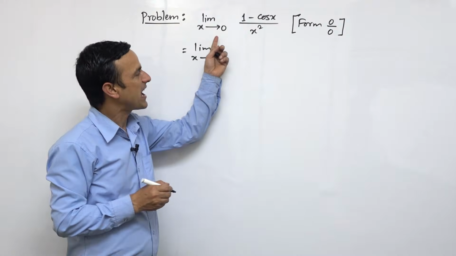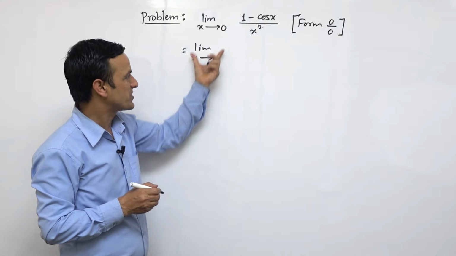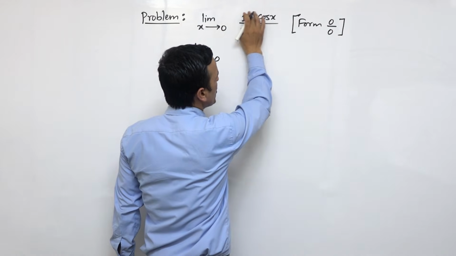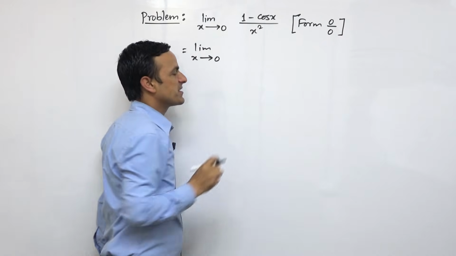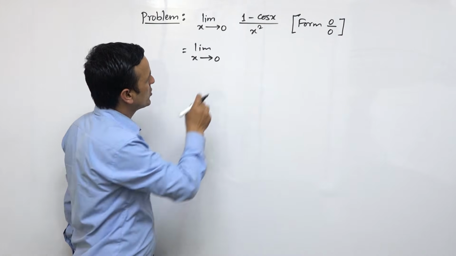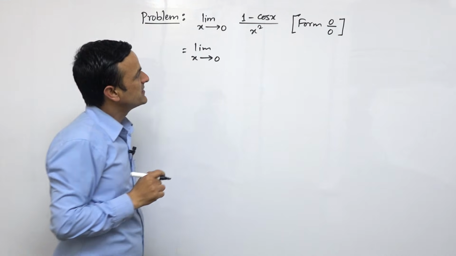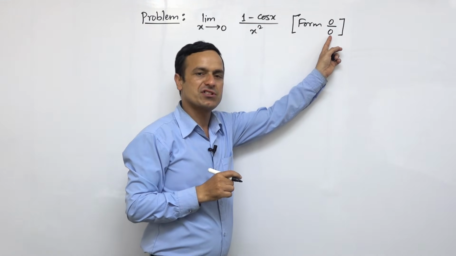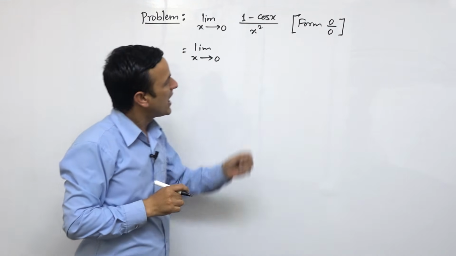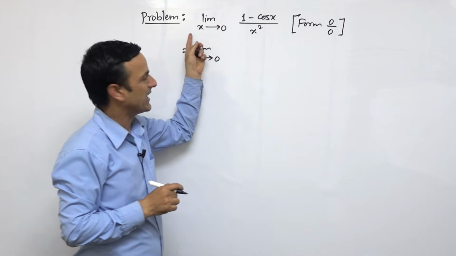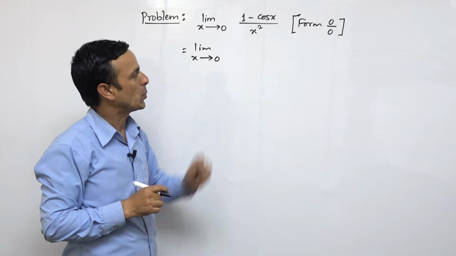Okay, today we have this question: limit x tends to 0, (1 minus cos x) divided by x square. This is of the form 0 upon 0, and this is called an indeterminate form. So, how do we find the limiting value of this function when x tends to 0?